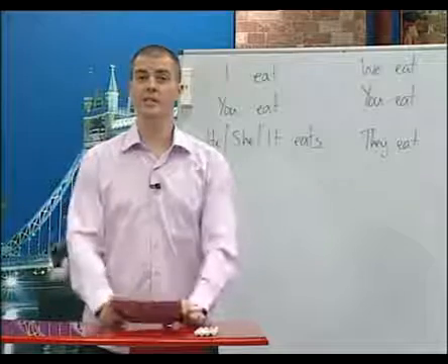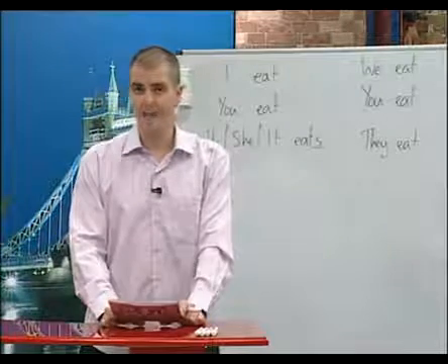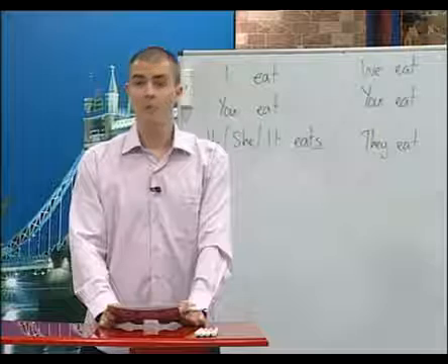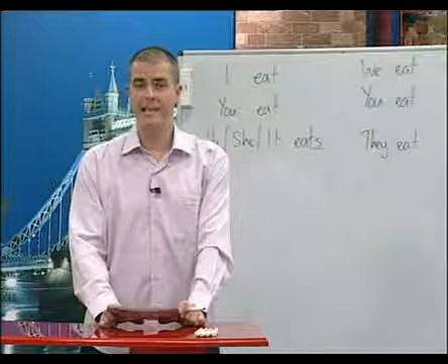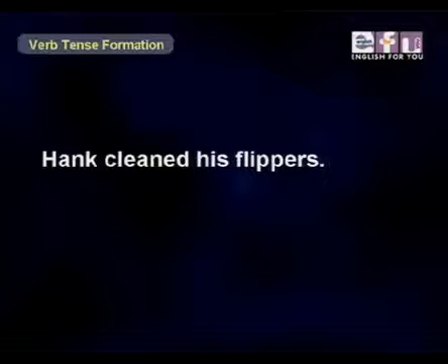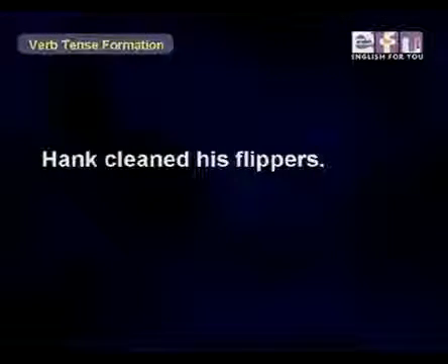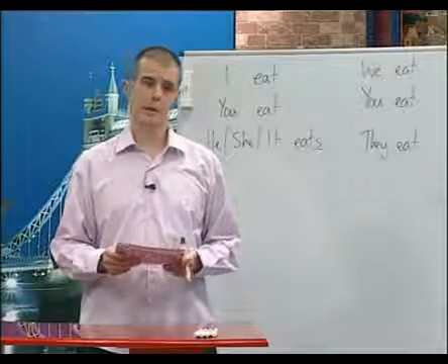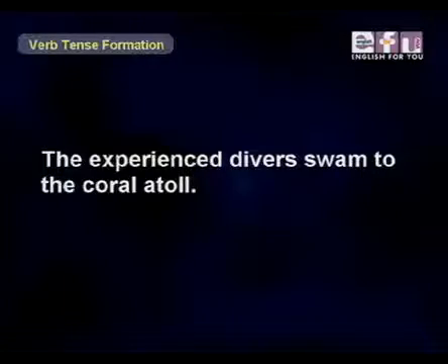The present continuous is formed by adding ing after the verb. The girl is scuba diving. We form the simple past by adding ed to the verb. For example, Hank cleaned his flippers. However, there are many irregular verbs in the past tense. Here's an example. The experienced divers swam to the coral atoll.